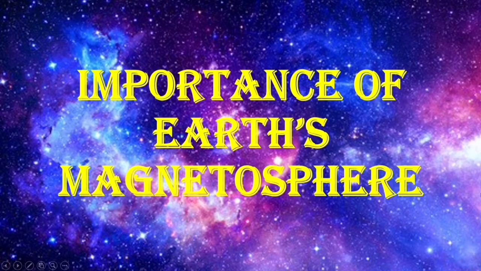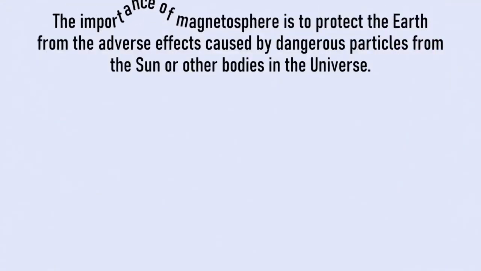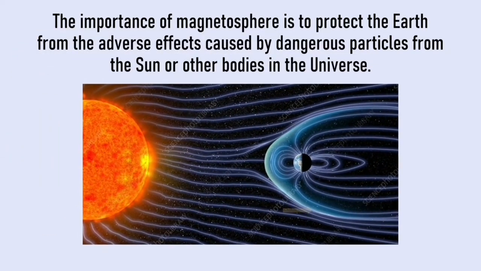Importance of Earth's magnetosphere. The importance of magnetosphere is to protect the Earth from the adverse effects caused by dangerous particles from the Sun or other bodies in the universe. The blue lines show the Earth magnetosphere, which is also known as the magnetic field lines. Next, this shows the Earth protected by the magnetosphere from the solar wind.